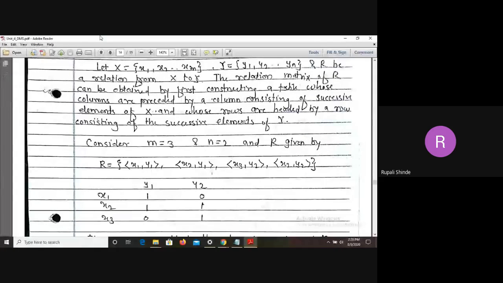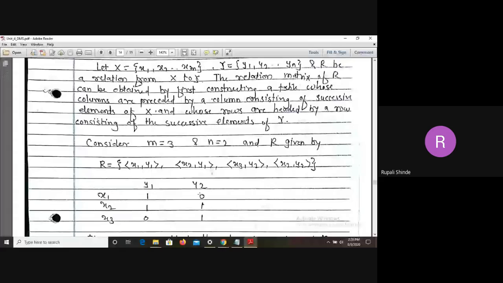If that ordered pair is not there, then we write 0. Now, the first one is (x1, y1). This ordered pair is in the relation, so x1 is the row, y1 is the column, and for this pair we write 1, as that ordered pair is present in our given relation. Now check (x1, y2). Is it present in the given relation? No, that ordered pair is not here, so we write 0 there.